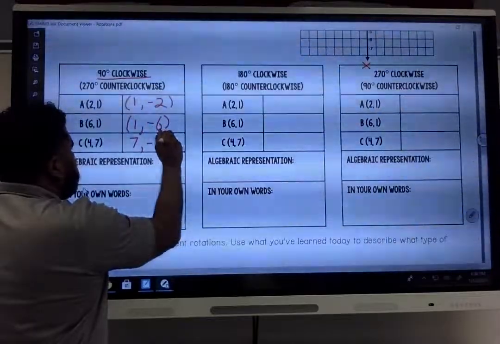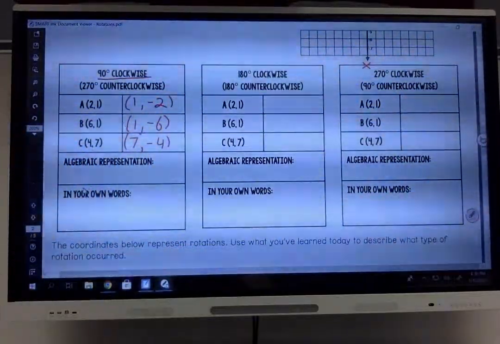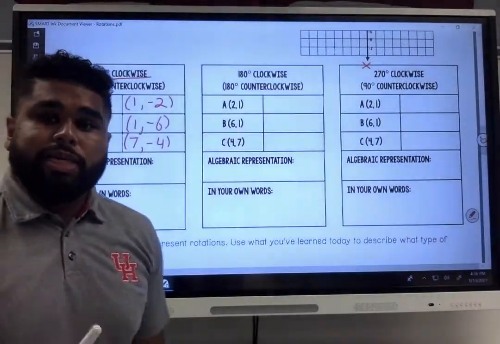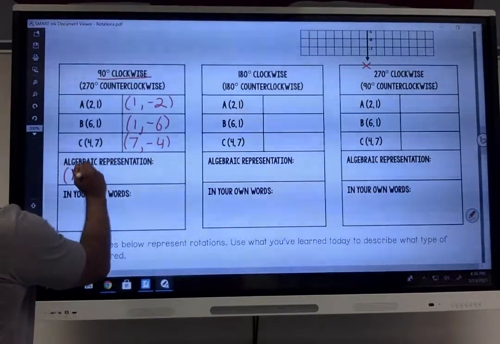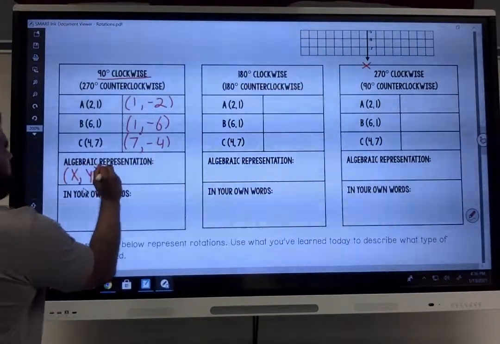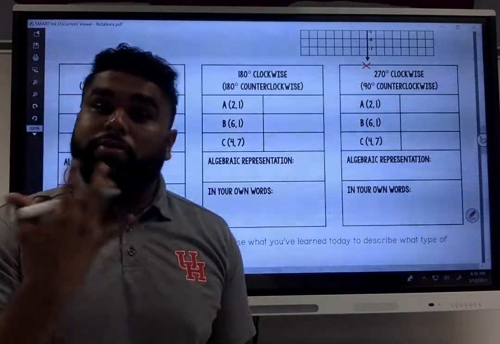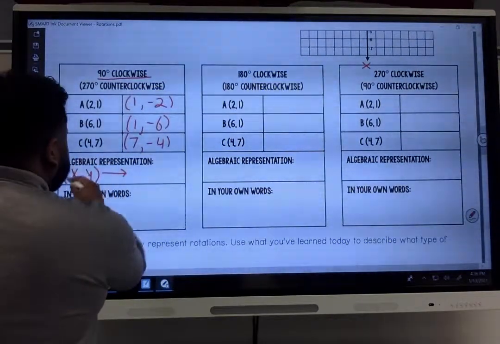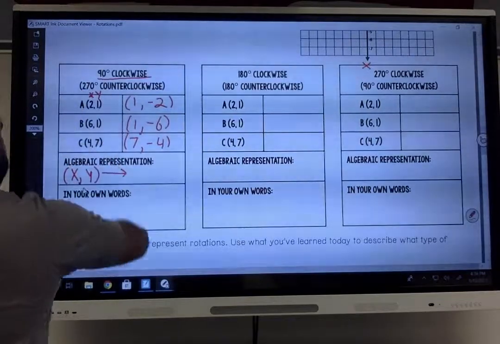And -4. Okay. So let's see. What would the algebraic representation be? Well, I know that an algebraic representation will always start out as x and y in the parentheses. Okay. And then this arrow drawn after it shows that a transformation is happening. That means that something is changing. Okay. So it goes from just a regular x and y right here. X value and y value, okay?